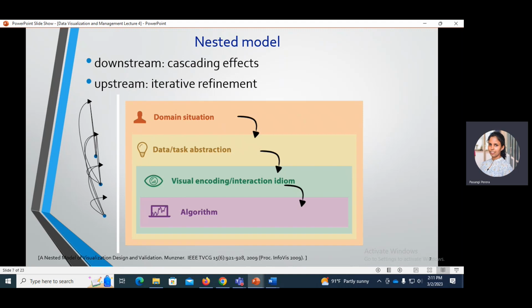For this nested model, the downstream cascading effects will be affected, and also there will be upstream iterative refinement as well. So from the domain situation itself, we will be moving to data or task abstraction. Then from that data or task abstraction, we will be moving to visual encoding or interaction idioms as well. Finally, we will be moving to algorithms as well.